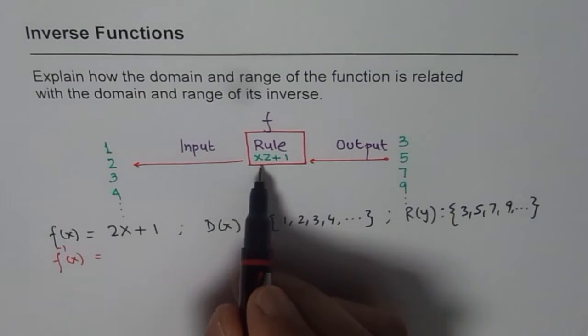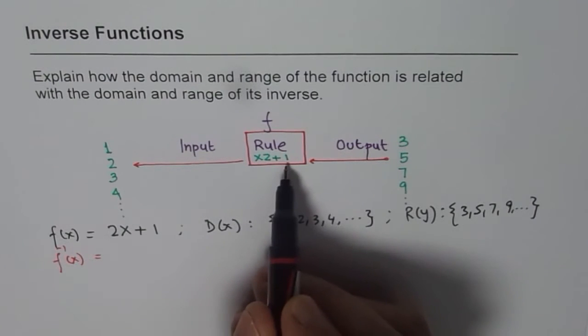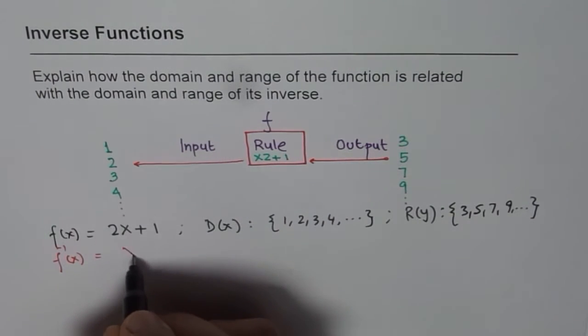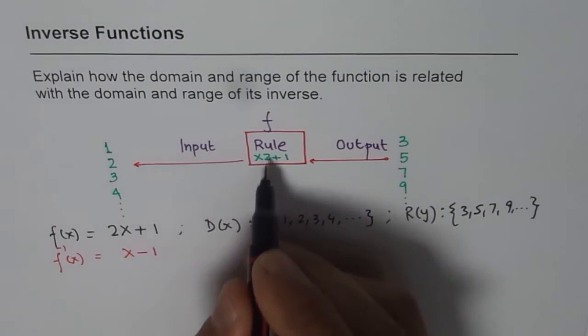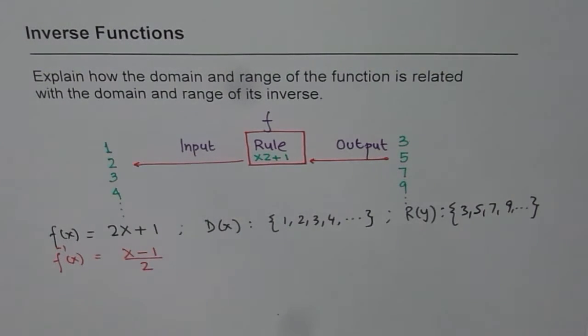So what will it do? Instead of times 2 plus 1, it will first take away 1, right? So it is x minus 1 and then divide it by 2. So that is how we get our inverse.